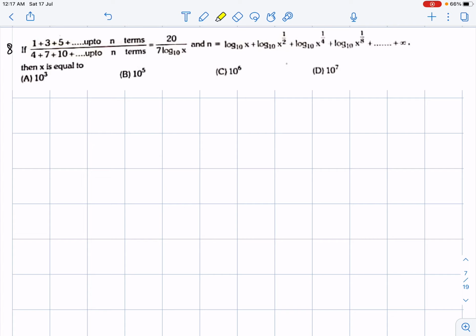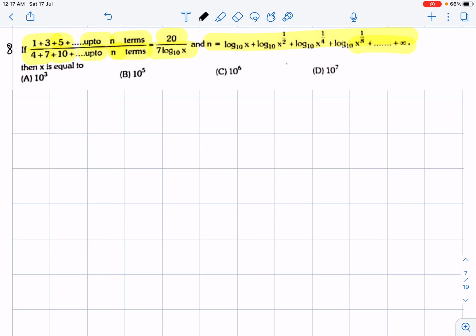Continuing our problem solving series in sequences and series, here I came up with one more question written on the screen. The problem statement is: if 1 plus 3 plus 5 up to n terms divided by 4 plus 7 plus 10 up to n terms is 20 upon 7 log x base 10, the value of n has to be found out by us by making use of the series written over here.